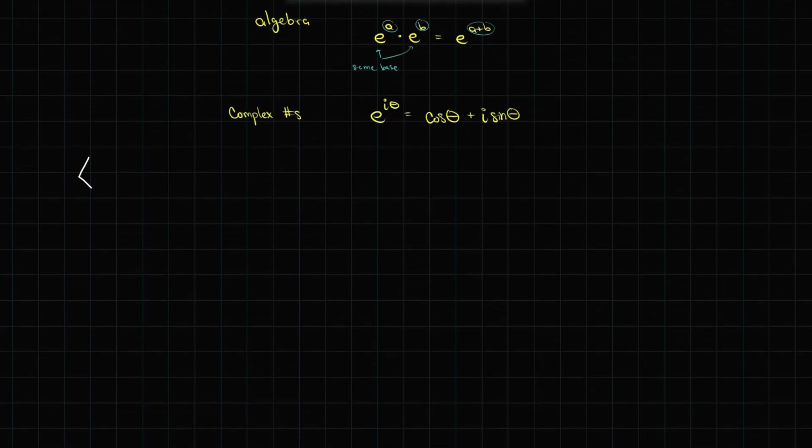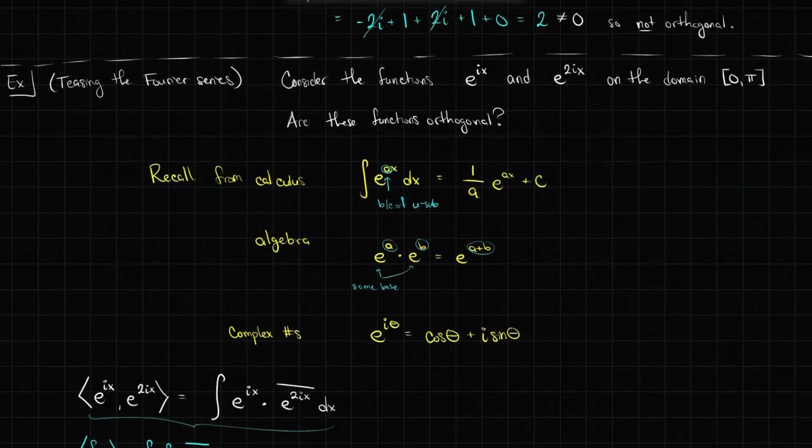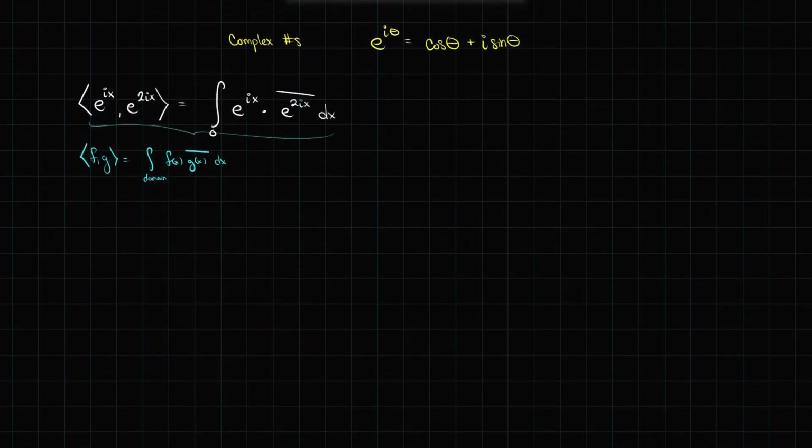So let's go ahead and test now. We're going to test e to the ix against e to the 2ix for orthogonality, which, recall, since we have functions, we're going to be performing an integral. So this will be the integral of e to the ix times the conjugate of e to the 2ix dx. Because we're not going to forget that if I just have f and g, this is the integral over the domain of f of x times the conjugate of g of x dx. So that's where we're coming up with that entire term from. Now I did skip over the domain here. Our domain is 0 to pi, so we're going to put the domain 0 to pi up here.